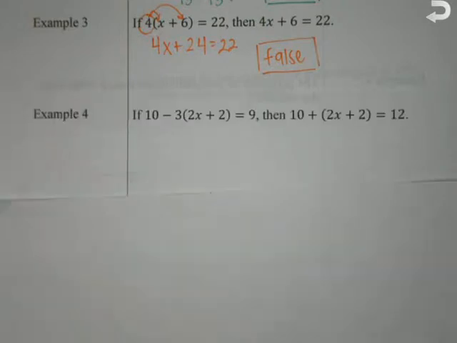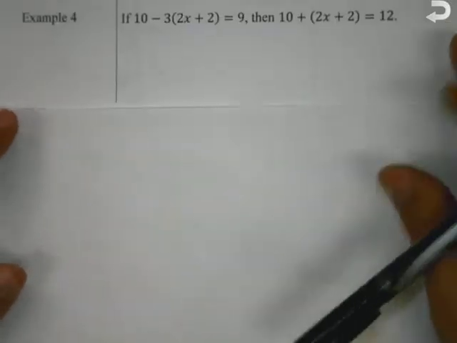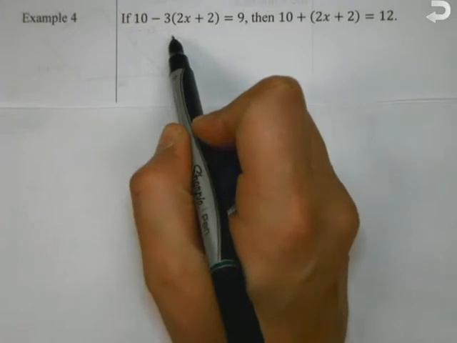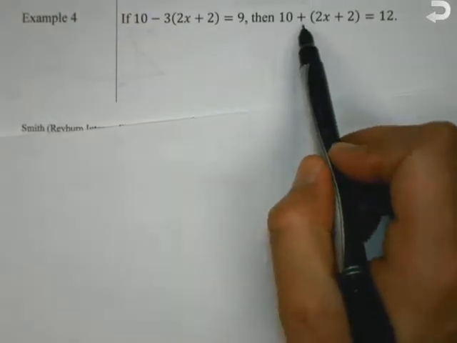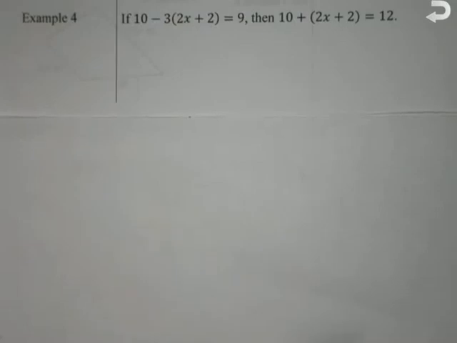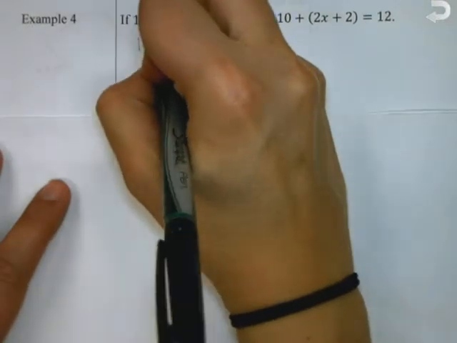Example 4. If 10 minus 3 times 2x plus 2 equals 9, then 10 plus 2x plus 2 equals 12. Write it down first. Okay, looking at these two statements, guys. Is it a true statement or a false statement? I'm hearing a couple false. Amara, why is it false? Okay, good. They were supposed to distribute negative 3 into the parentheses. So that would have given us 10 minus 6x minus 6 equals 9.